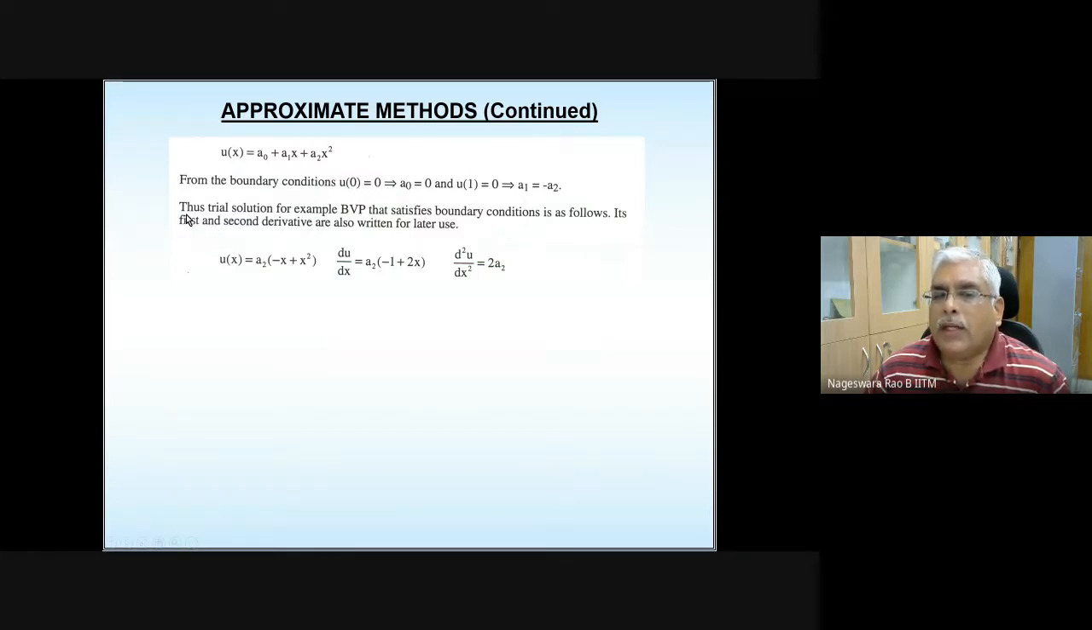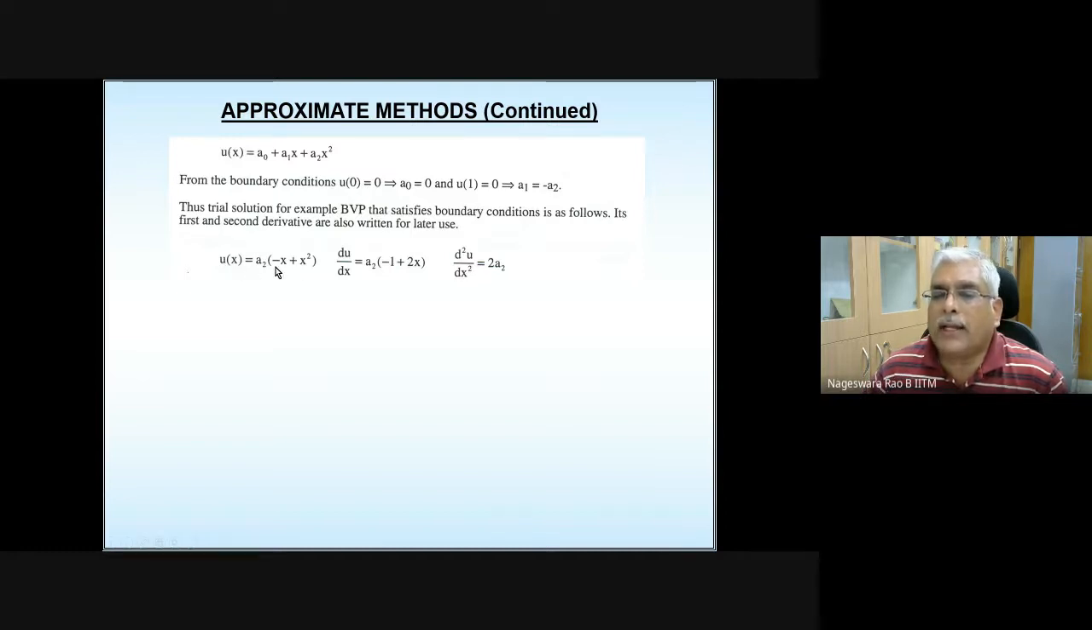So, read this one. After imposing the essential boundary condition, the trial solution for the example boundary value problem satisfies the boundary conditions. What are the boundary conditions? U evaluated at x equal to 0 is 0. U evaluated at x equal to 1 is 0. And after doing all this exercise, whatever trial solution that we get is the admissible trial solution.